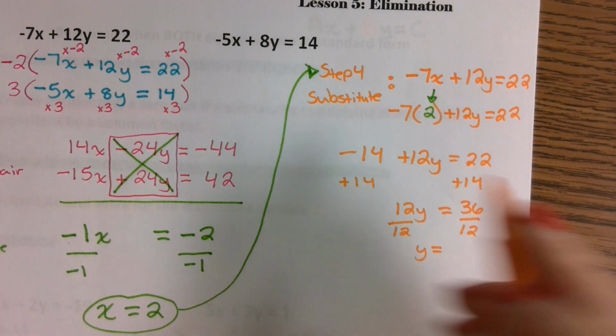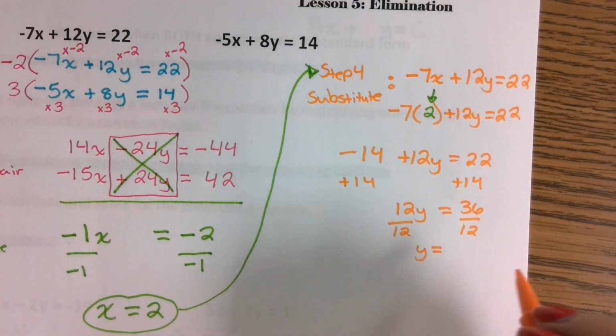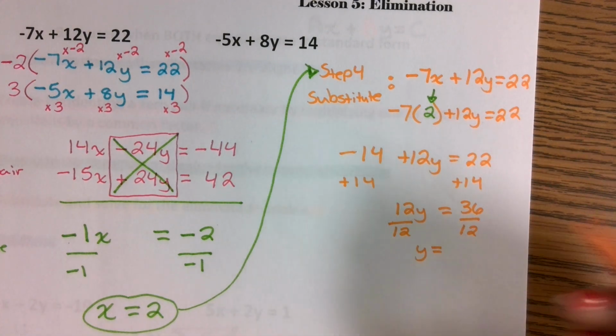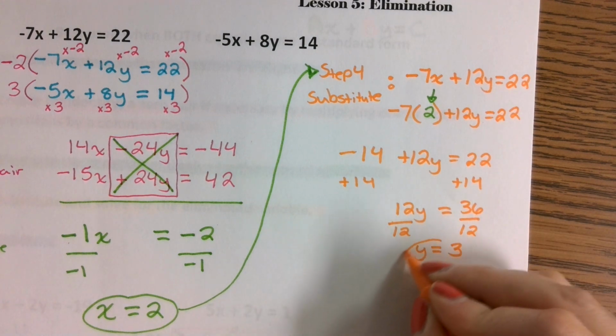Okay, and I know I'm going real quickly through the solving portion, the substitute and solve, because at this point you guys should know how to solve these two-step equations easily. Okay, and that becomes y is equal to 3.